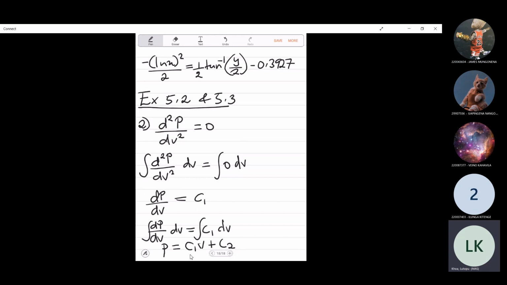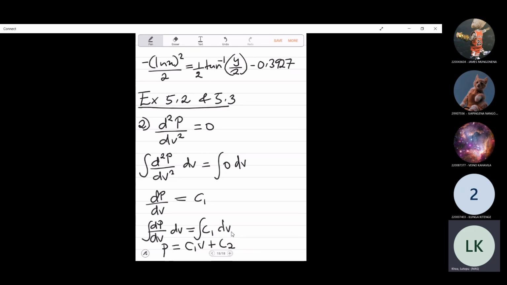Notice this constant and that one are not necessarily the same, so don't just write c here and c over there, because they may be the same, but it's not given that they are automatically the same.